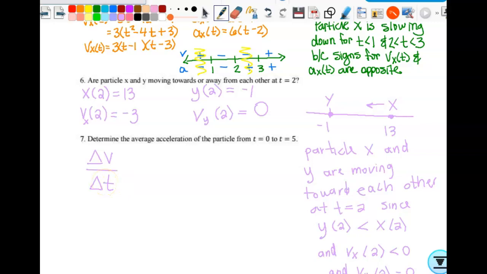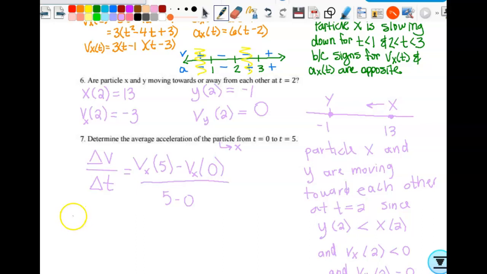Okay? Meters per second, miles per hour. So we need, and we're going to do this for particle x, the velocity of particle x at time 5 minus the velocity of particle x at time 0, divided by 5 minus 0. Change in velocity over change in time. Do we have those values yet? No, we don't. We have to look at it.